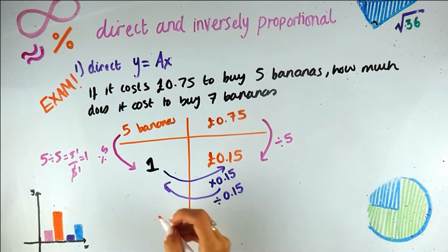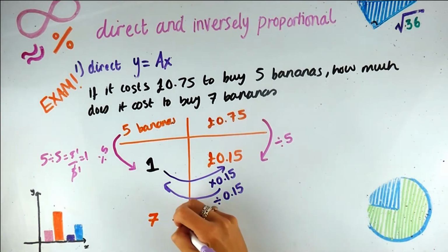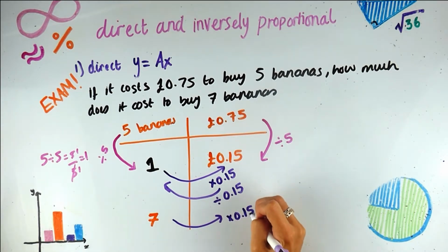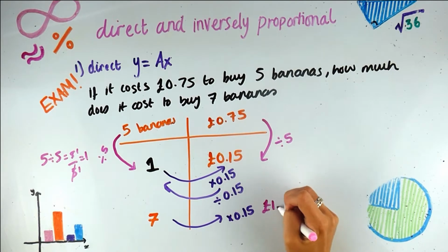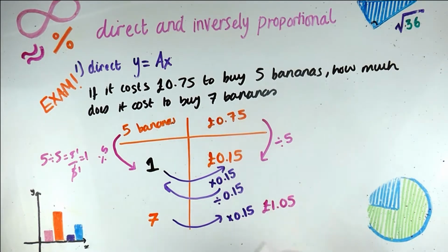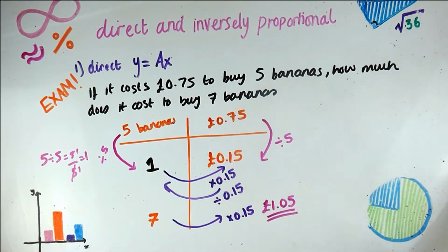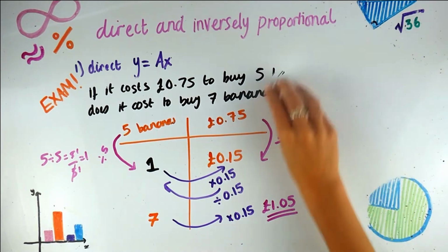So what am I looking for? I want 7 bananas, and I'm going this way, so I follow this arrow here and I multiply by 0.15, and that gives me the answer £1.05. Okay, so that's how we do it. We aim for this. I always use this column method, which I think is really nice. You always start with 1 to work out your rule, and then you put all your information in the column. So we'll do another example, because it's always hard the first time you see it.